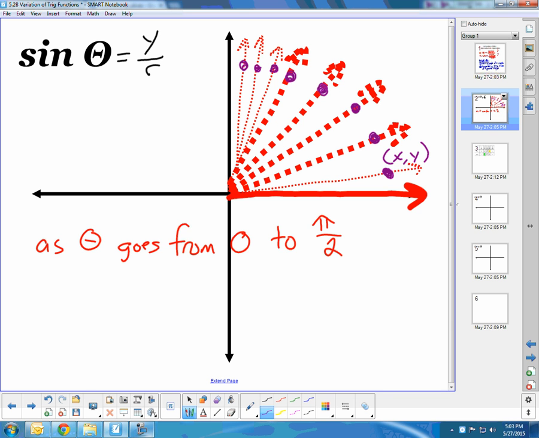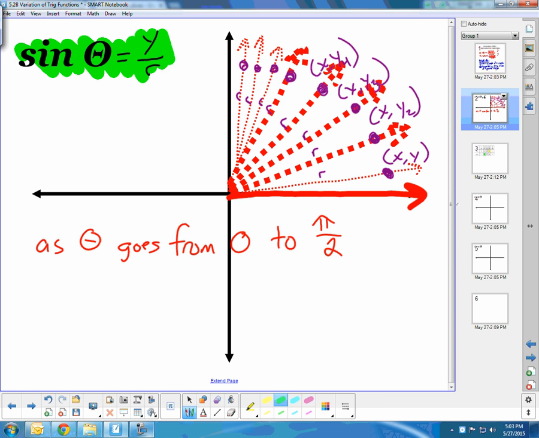If I choose successive points along the terminal ray, and I choose those points in such a way that the radius, the distance from the origin to that point, stays the same, so all those r's are equal to each other, and I have these points, x comma y sub 2, x comma y sub 3, x comma y sub 4, etc. In this circular definition, the value of r is staying fixed, but the value of y is increasing.